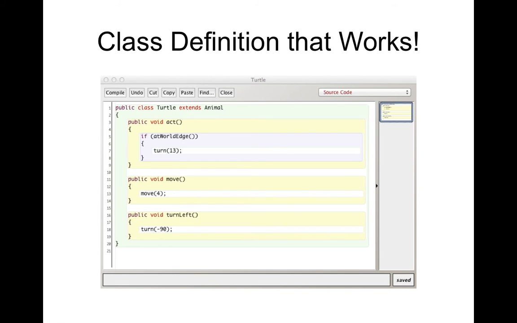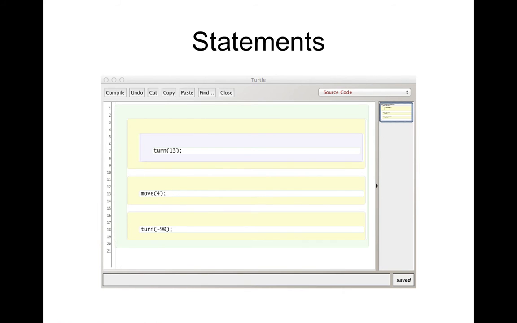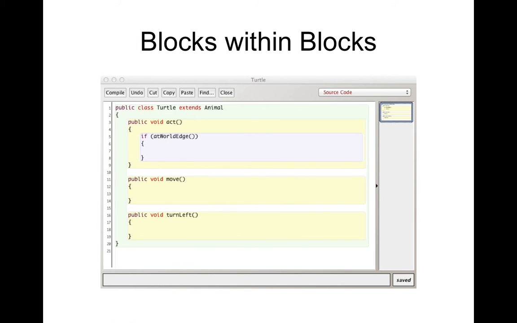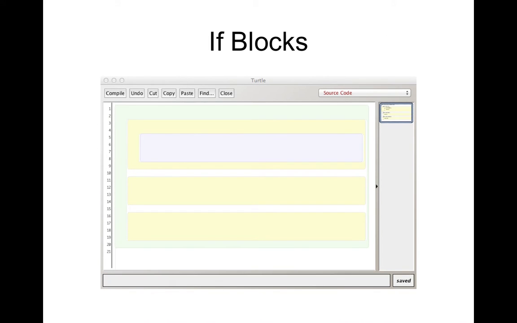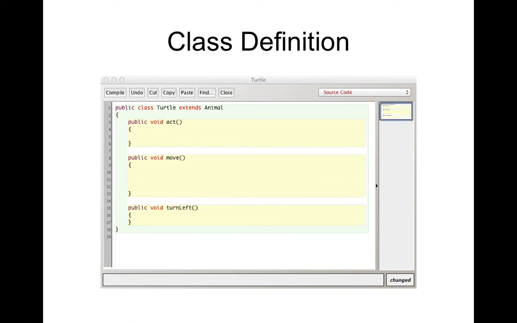And here is a class definition that works. Let me back this up a little bit. This one right here is a class definition. This will compile fine, but it doesn't do anything. If you call act, nothing will happen because there are no statements in there to make anything happen. Or if you call move, you won't get an error, but nothing will happen, or turn left.